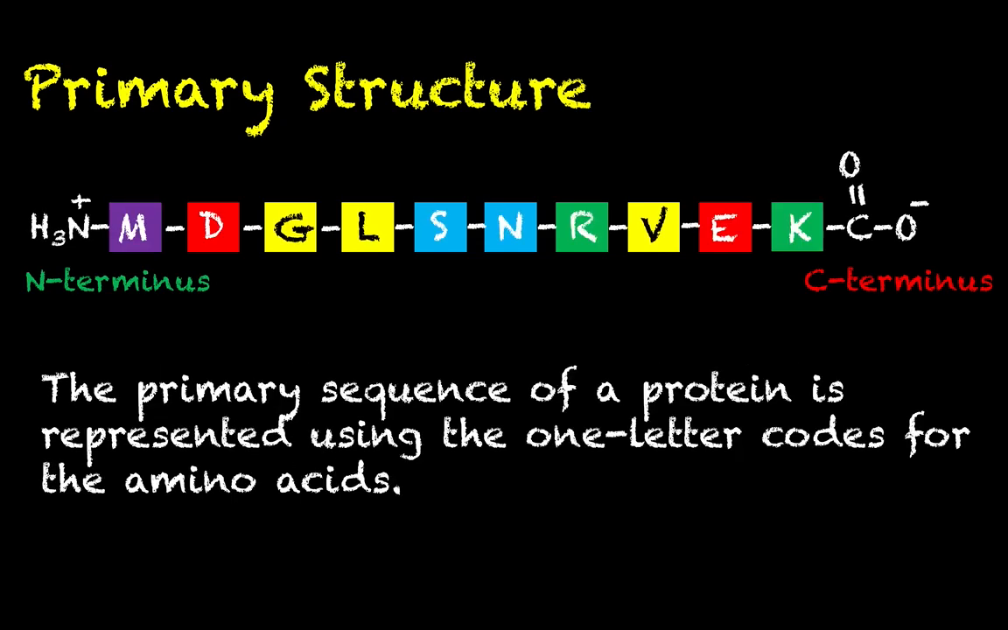So the primary sequence of a protein is represented, as we saw in the previous video, by using one-letter codes for each of the amino acids. So you can see the first amino acid that is found here at the N-terminus is methionine, then aspartate, glycine, leucine, serine, asparagine, arginine, valine, aspartate, and then finally lysine. So this is a very useful way of representing all of the amino acids that are found in a protein, especially when that protein is very long.